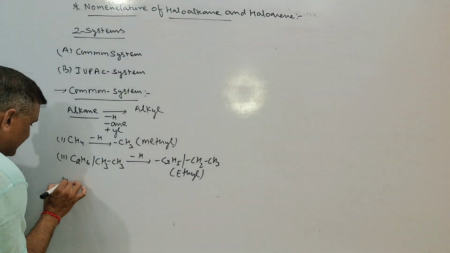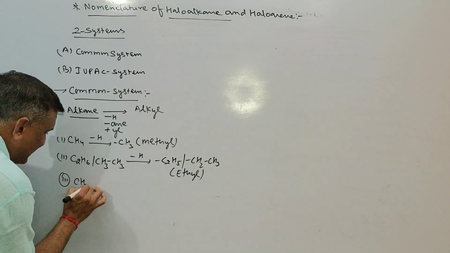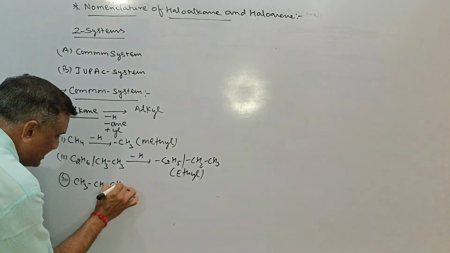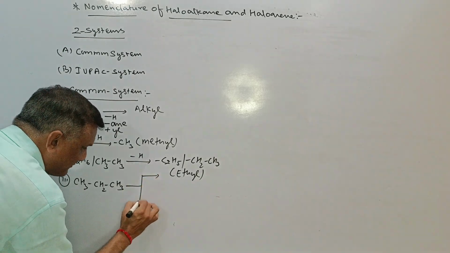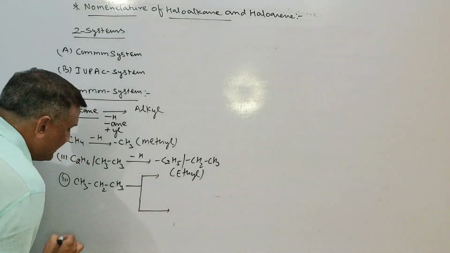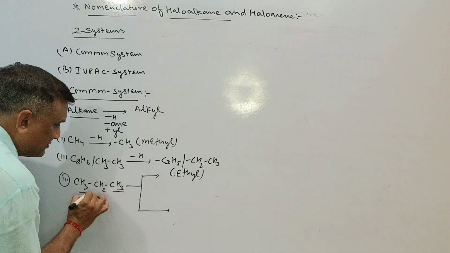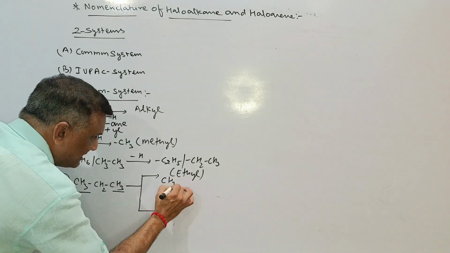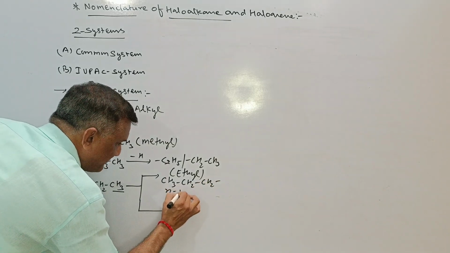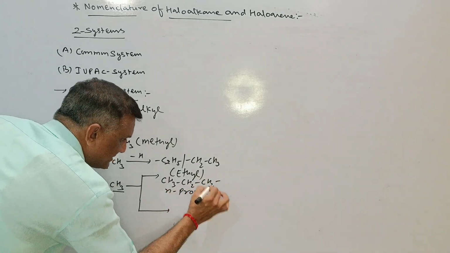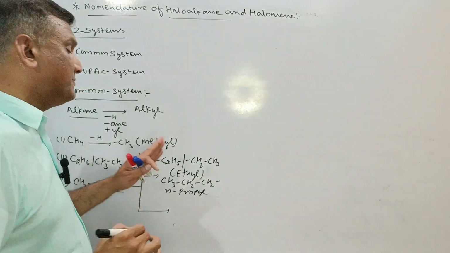Now I would like to go with propane. Propane has the following structure: CH3, CH2 and CH3. So there will be two substituents for propane. If I remove the hydrogen from the number 1 position, then it will be CH3, CH2 and CH2, called N-propyl, meaning normal propyl.